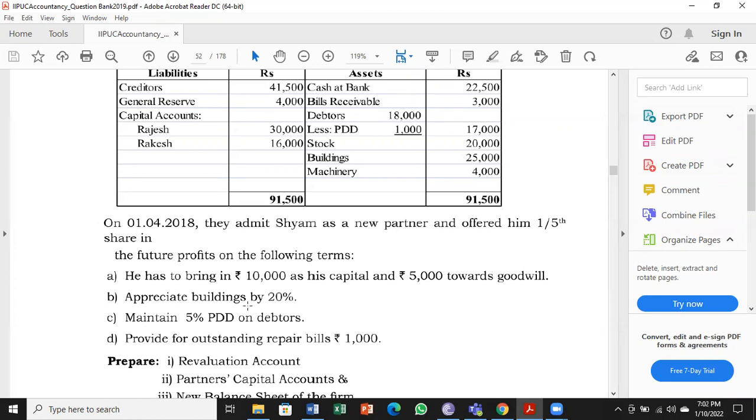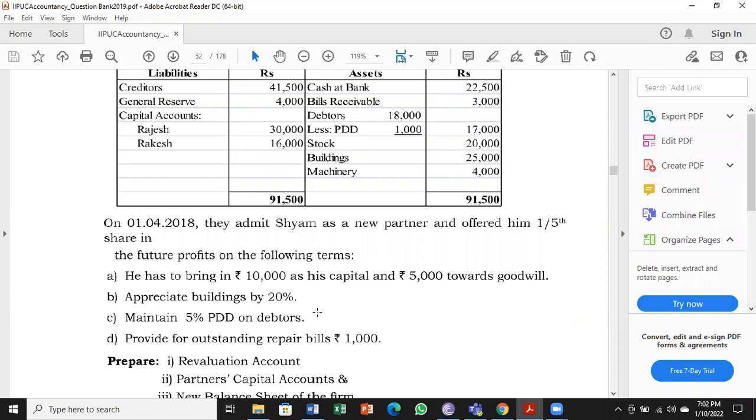B, appreciate buildings by 20%. C, maintain 5% PDD on debtors. Provision for doubtful debts. Even if they do not mention on debtors, it is understood. If you see the balance sheet, the PDD is on debtors. Sometimes you may not find on debtors in the sentence given in the problem.